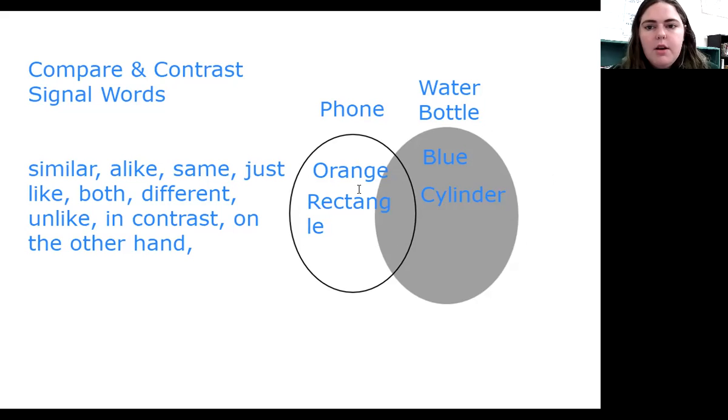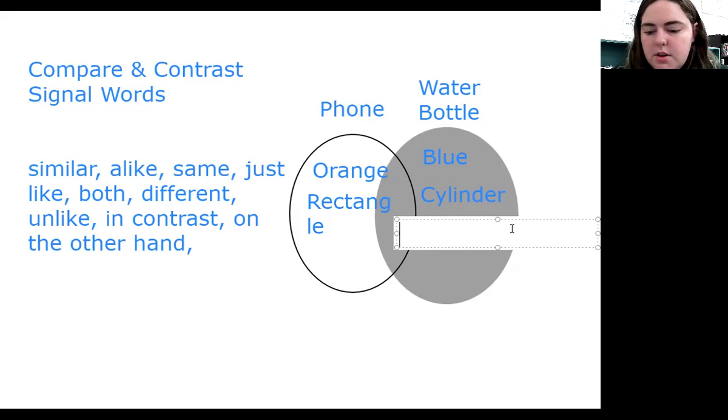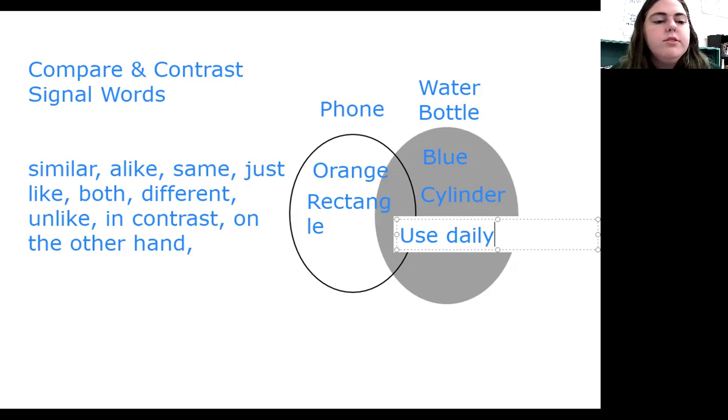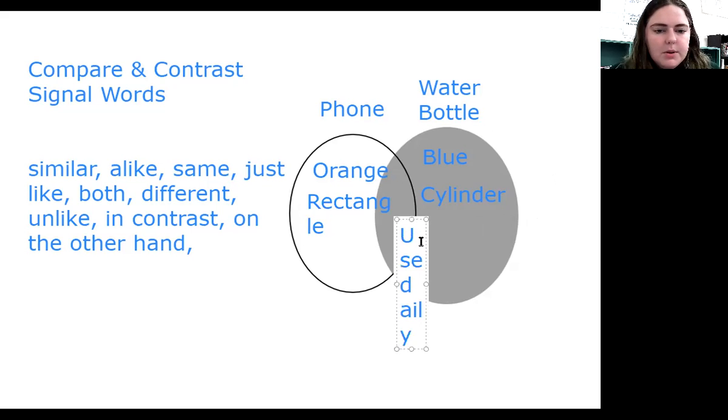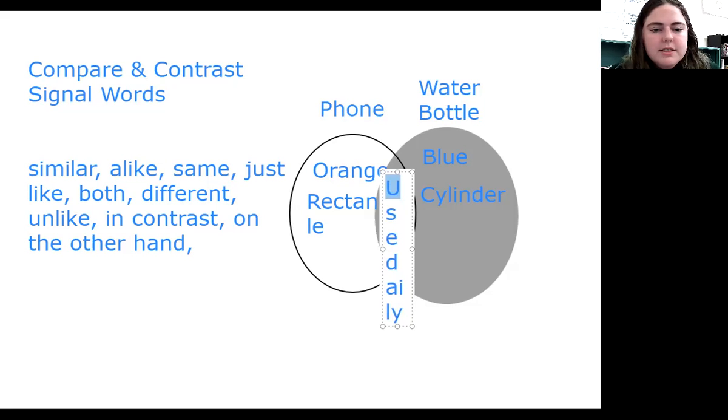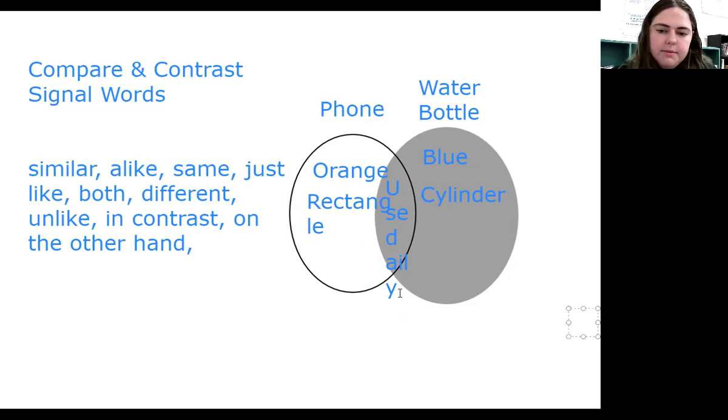What's something they have in common? What they have in common is that they are both things I use daily. I use both of them daily. So this, I'm making it small, would go in the middle. The circles aren't that great, but it goes right here in the middle between the two different circles. See that? So on this side, I have phone. On this side, I have water bottle. And in the middle, I have use daily. I use both of them every day.